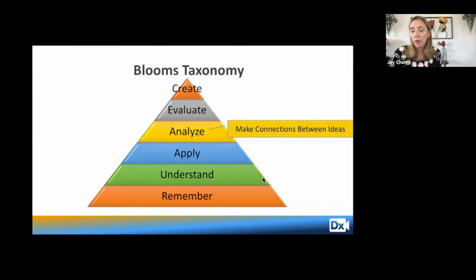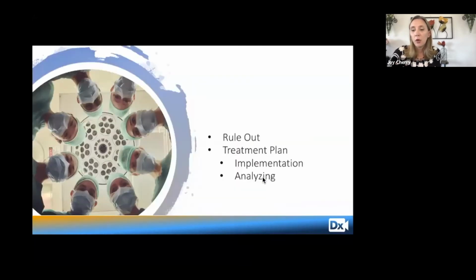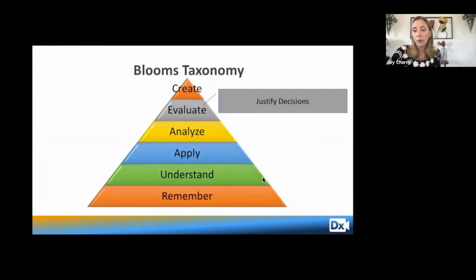While we're giving them the scenarios, we want them to make connections between ideas. So they start taking that information, they not only apply it in scenarios, but they start formulating rule outs. And I think Ian and Nora did a really good job of showing you guys and demonstrating how they did that, even from the beginning of the scenario. And they started formulating and implementing their treatment plan. And as that treatment was rendered, they started analyzing, is that treatment plan working? And this is exactly what we're doing for students in the lab room.